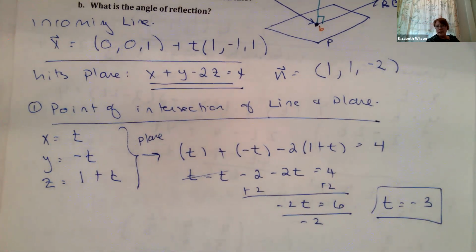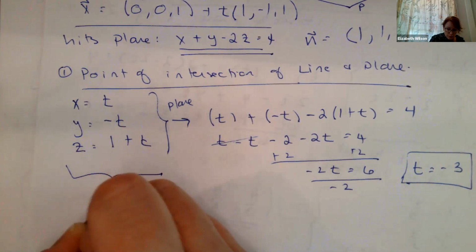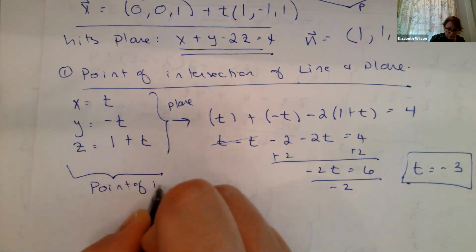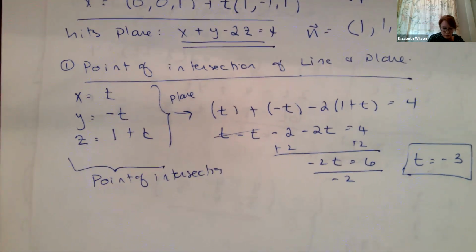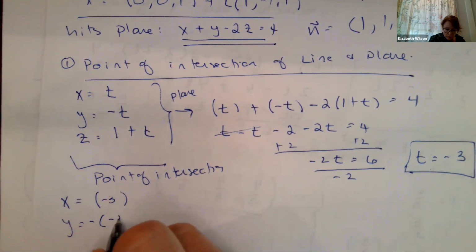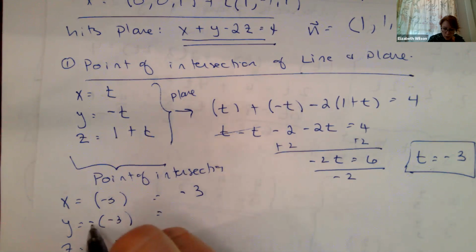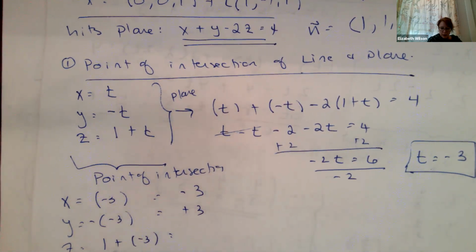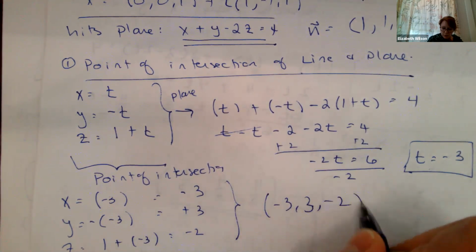So we just found out that the line does intersect the plane, because if it doesn't intersect, it's not going to reflect. Now we need to find the point of intersection by plugging this t into my x, y, and z equations. So x equals minus 3, y equals minus minus 3, z equals 1 plus minus 3. My x coordinate is minus 3, my y, minus minus, is plus 3, and 1 minus 3 is minus 2. So the point of intersection is minus 3, positive 3, minus 2.